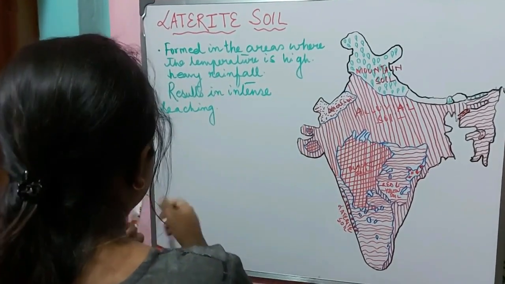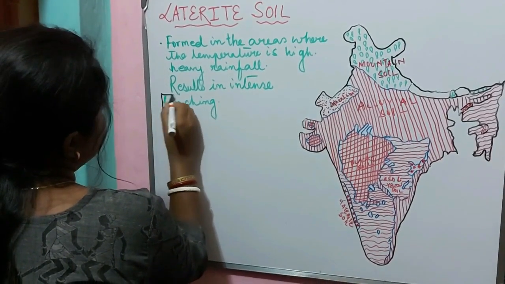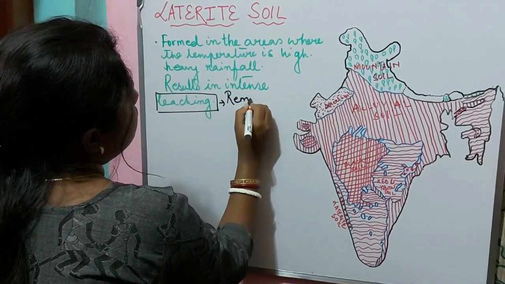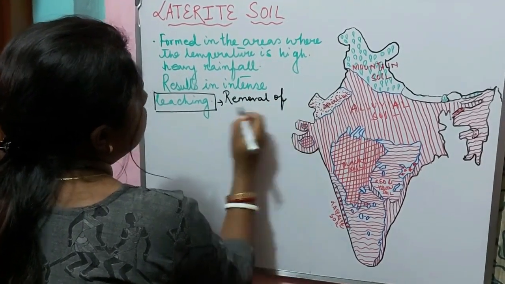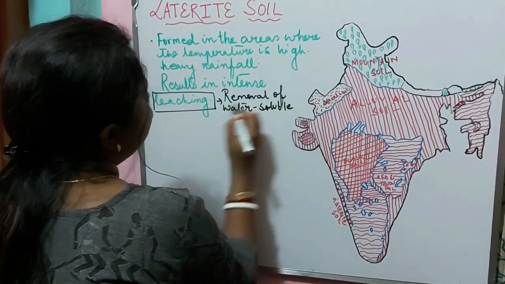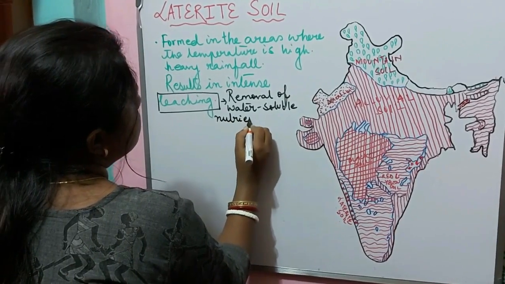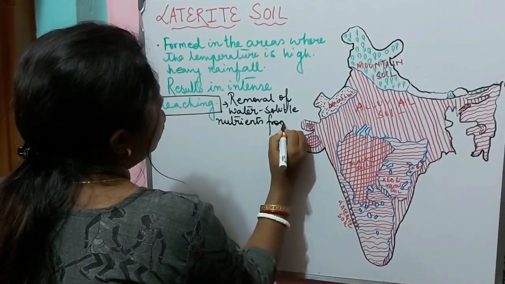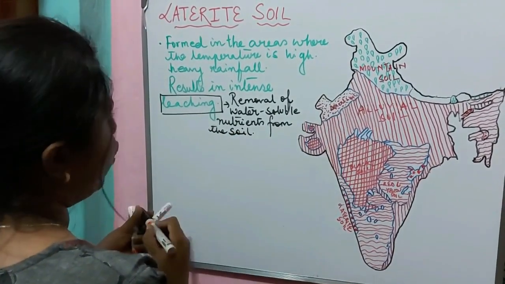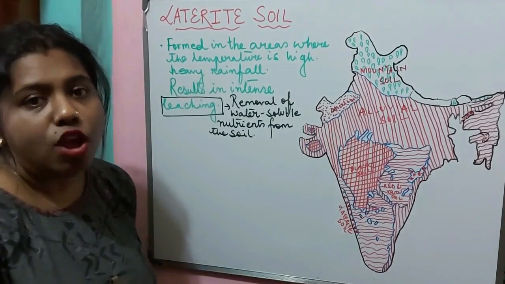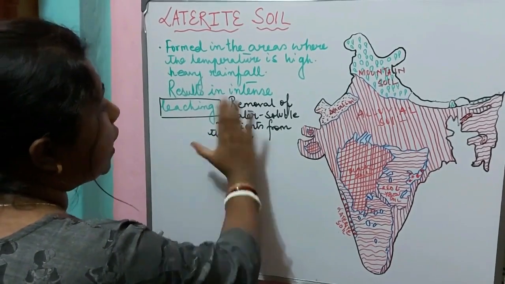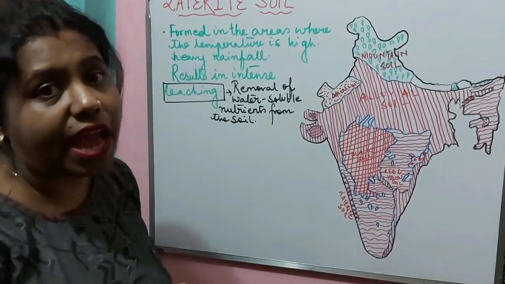Now what is leaching? Leaching means removal of water soluble nutrients from the soil. Why? Because of heavy rainfall. The water soluble nutrients are washed away from the soil. So you can well understand that here the organisms or the concentration of humus will be very less.